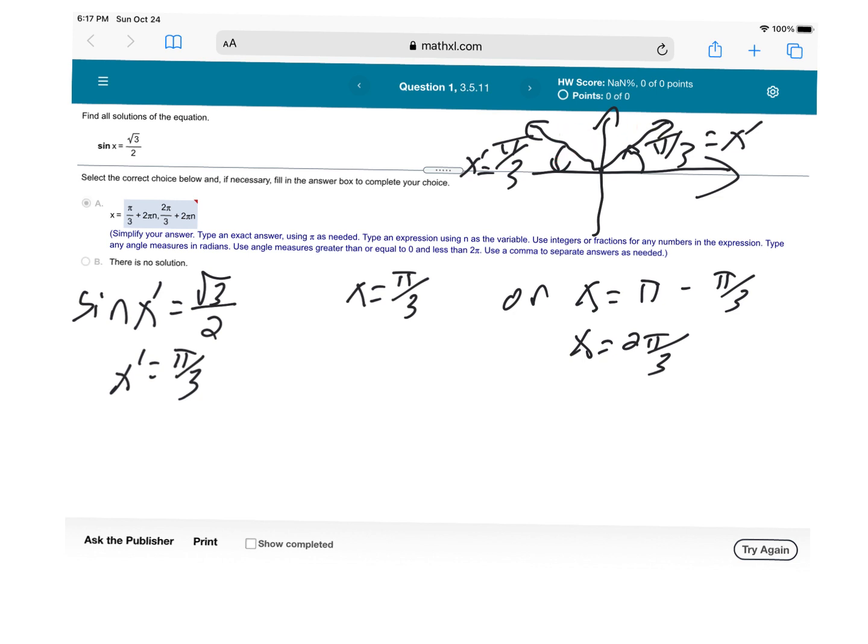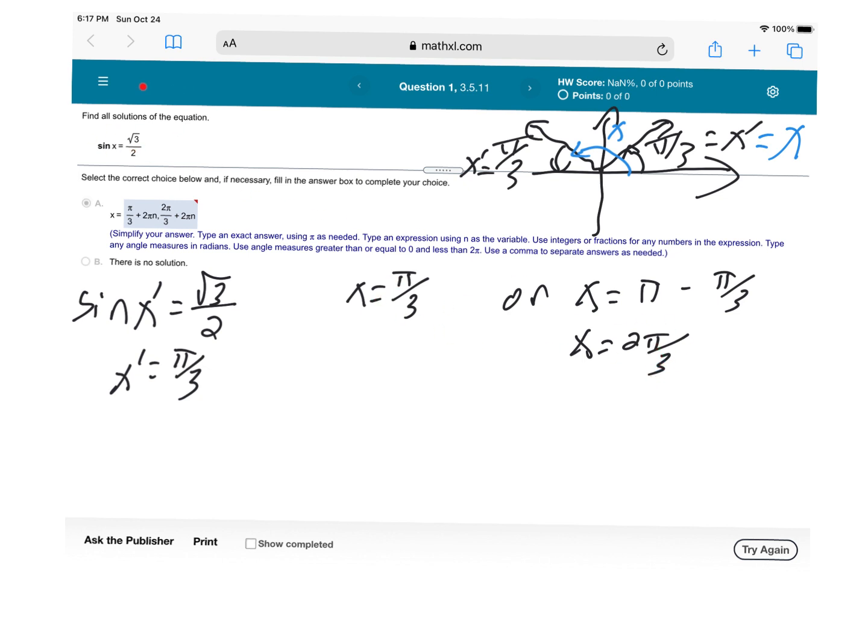Sine's positive in both. So x would be pi thirds. The reference angle equals the angle in the first quadrant. In the second quadrant, it would be pi minus pi thirds would be this angle here. If I draw it in a different color, say blue, this angle here would be x. In this quadrant, the reference angle equals the angle. So you have x in the first quadrant, you have x in the second quadrant. So it comes out to pi thirds or 2 pi thirds.